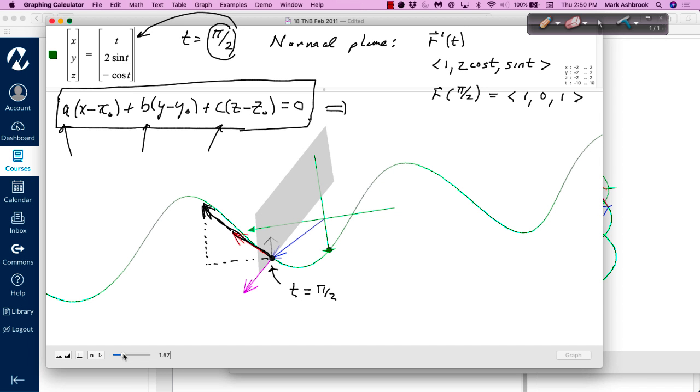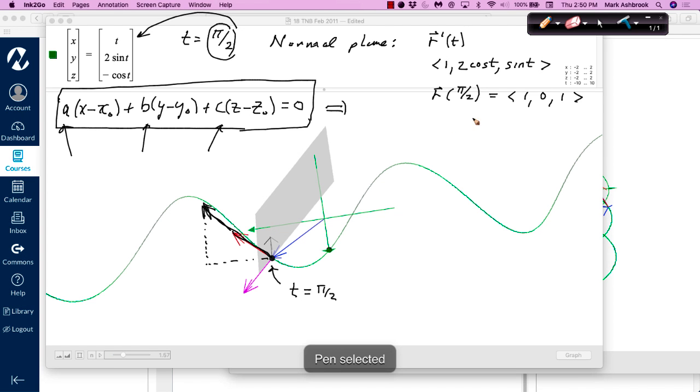So what is the point we're going to plug in? It's like where Lucas was doing it here. So what was that, Lucas? It's 1, 2, 0. Oh, sorry, this was our r prime, right? Say it again. One more time. Pi halves, 2, 0.